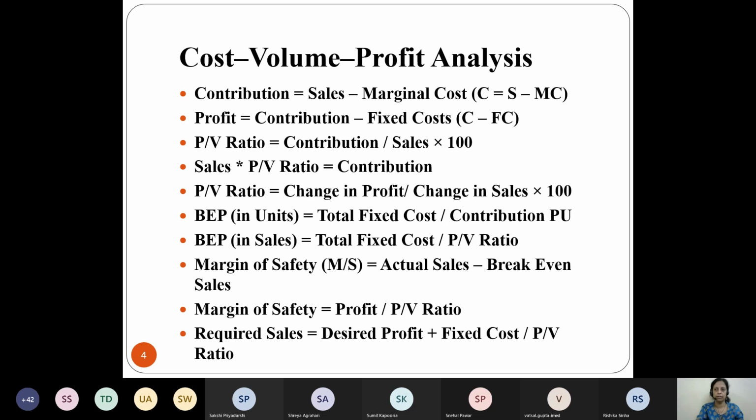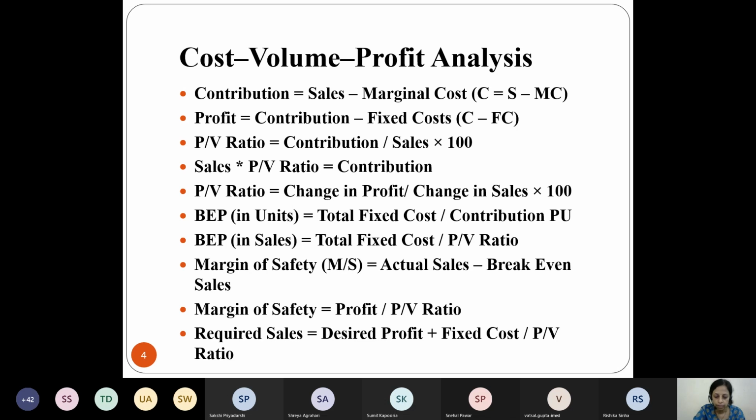Is it clear? Now break even point can be calculated in two ways, either in units or in rupees. So what is in units? In units means how many units are required to reach the break-even point. And in rupees means how much sales are required to reach the break-even point.